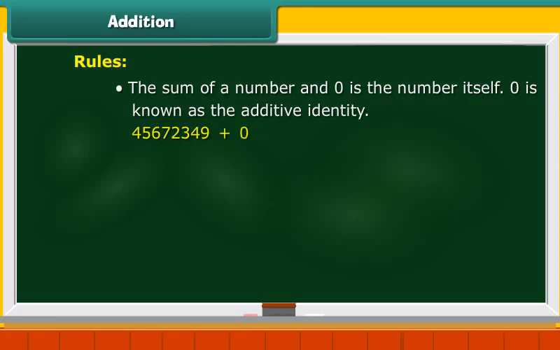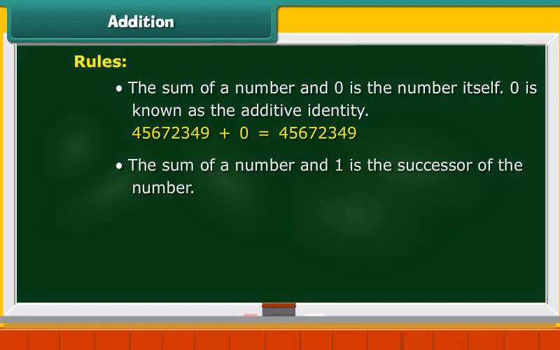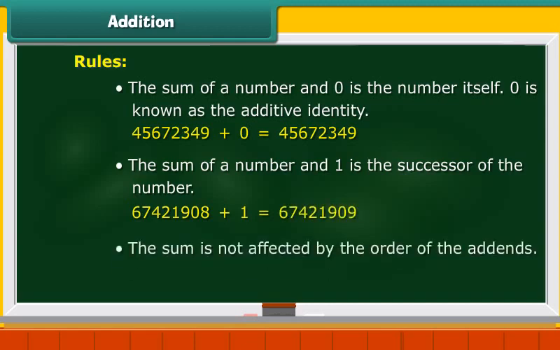45672349 plus 0 is equal to 45672349. The sum of a number and 1 is the successor of the number. 67421908 plus 1 is equal to 67421909. The sum is not affected by the order of the addends.